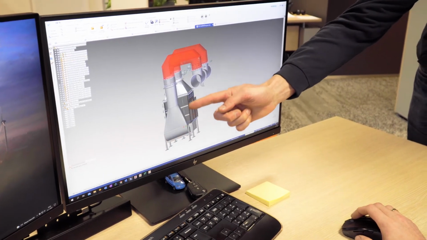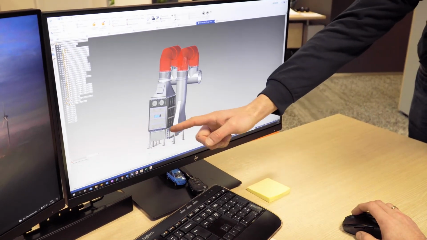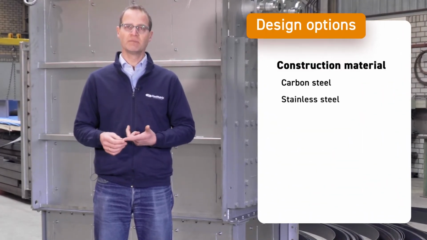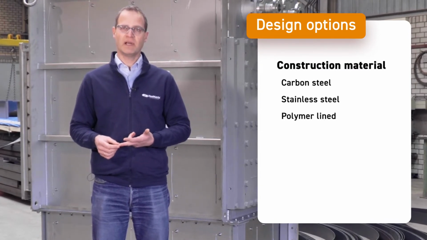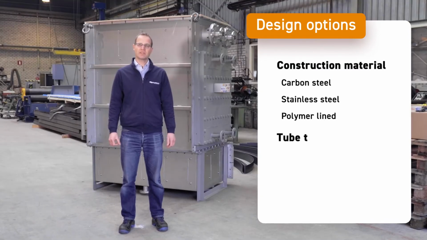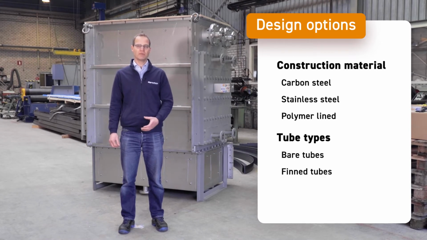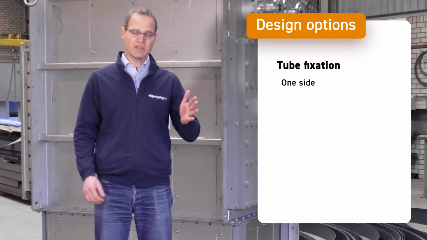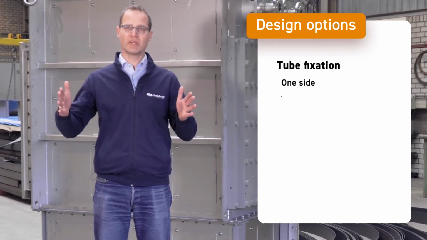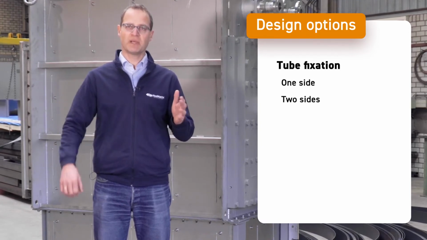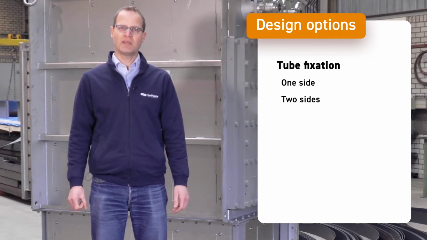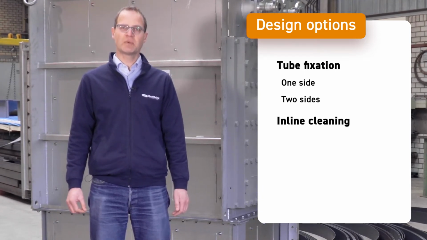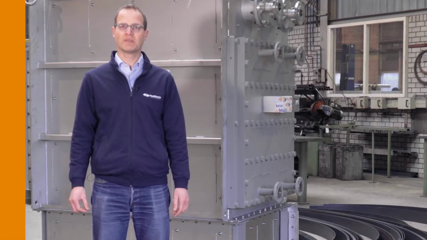So what are the options and specifications to consider when designing an economizer? Materials of construction can be carbon steel, stainless steel, or even polymer lined in case of highly demanding applications. Tube types that can be considered are bare tubes or fin tubes to get a more compact design. The tube fixation can be done on one side, so tubes are welded on one side, or on both sides, depending on the thermal stresses you expect in your process. And the fourth option to consider is, do you require inline cleaning or not, to keep the system clean if you have a dusty environment present.